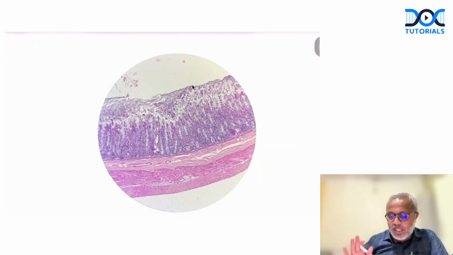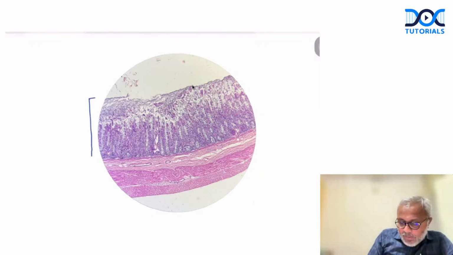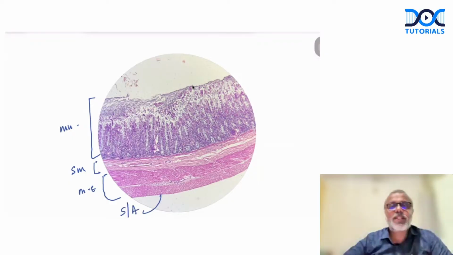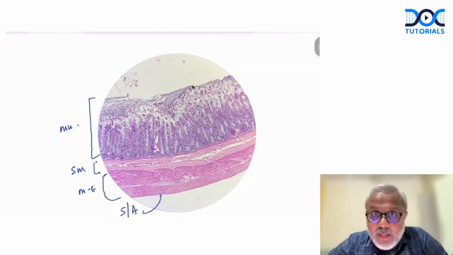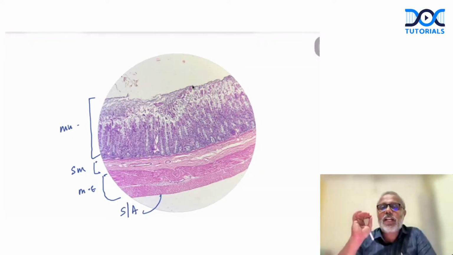Now, how do I say that this is the slide of colon? Again, we can see 4 layers. What are the 4 layers? Let's mark. This entire thing is mucosa. What is present here? This is submucosa. What is present here? Muscularis externa. And finally, we have serosa. And in some places, we get adventitia as well. We will see where we get adventitia.